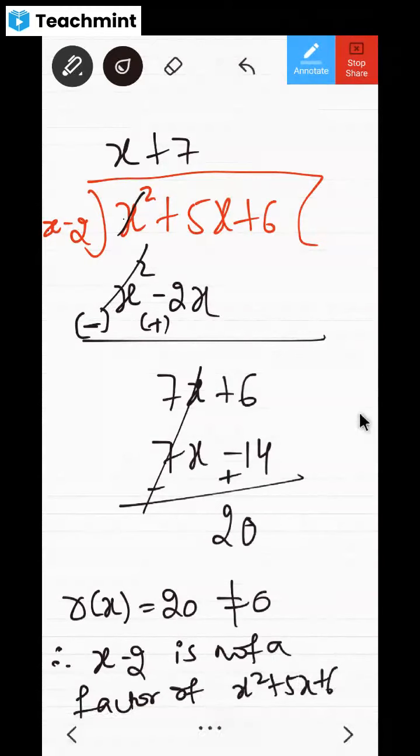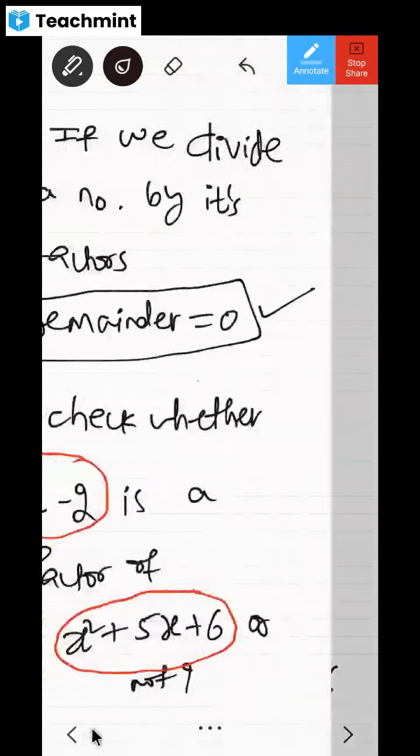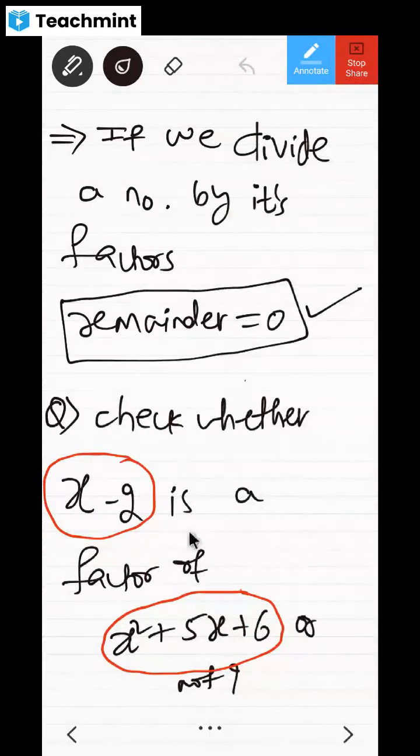Clear? Yes, sir. If I had got the remainder as 0, I would have said x minus 2 is a factor of this one. Clear, dear children? Okay, fine. So this is how you have to check whether a given polynomial is a factor of another polynomial or not. Clear, dear children?